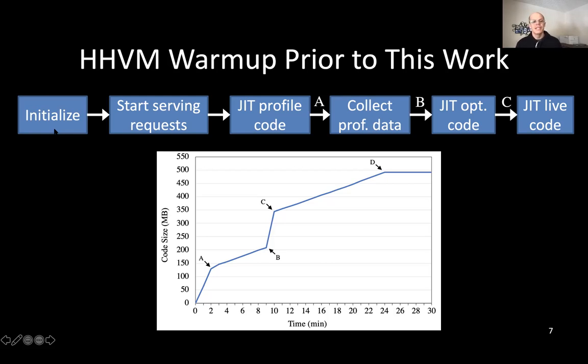So overall, we can see here that the entire process takes about 25 minutes until we reach point D, where the system reaches its peak performance, and the JIT ends up producing nearly half a gigabyte of code.